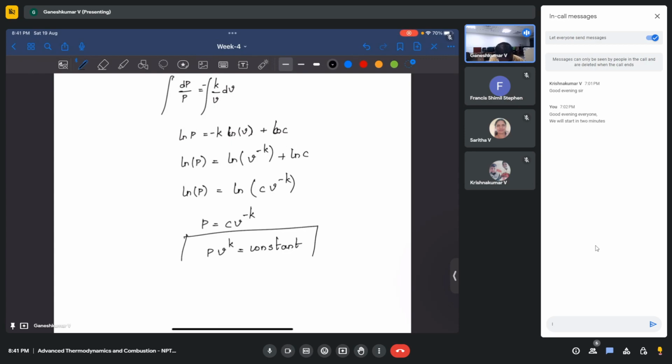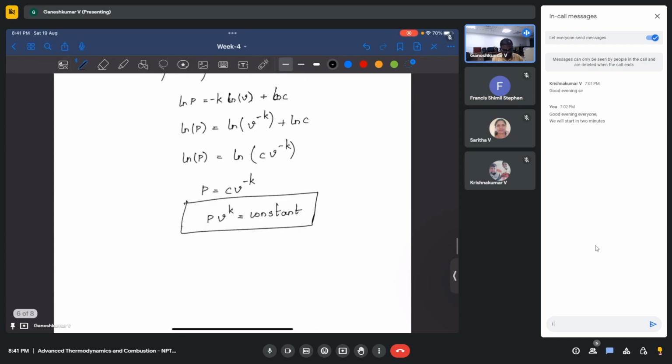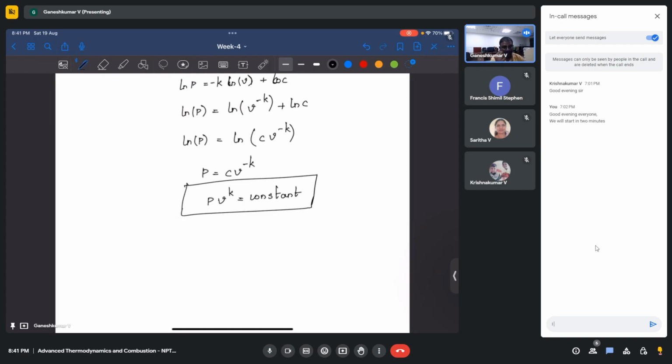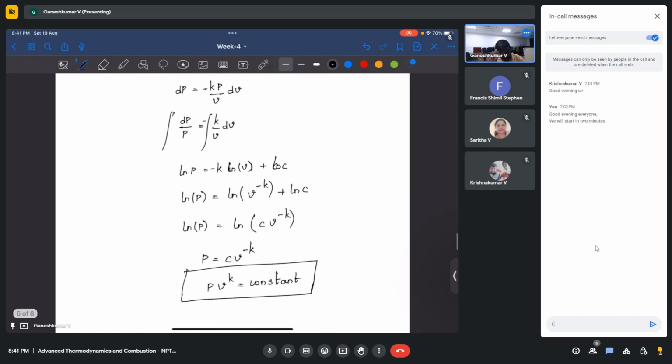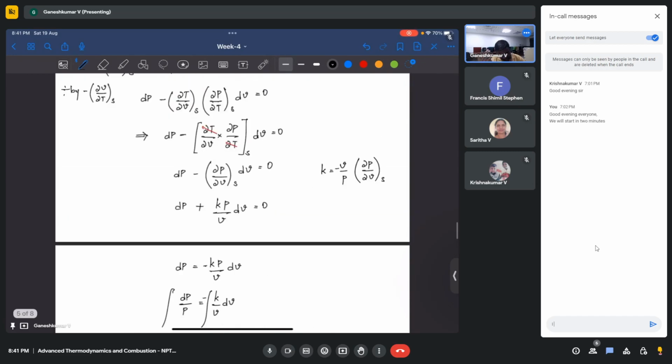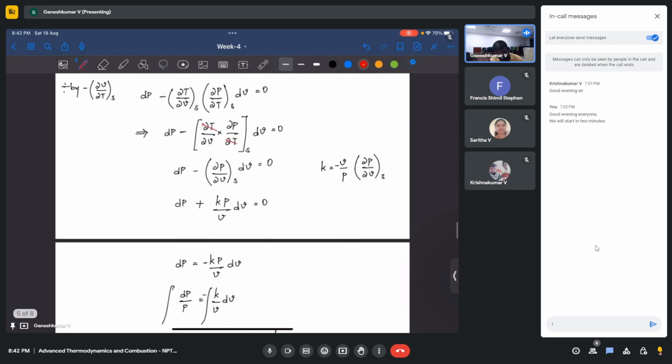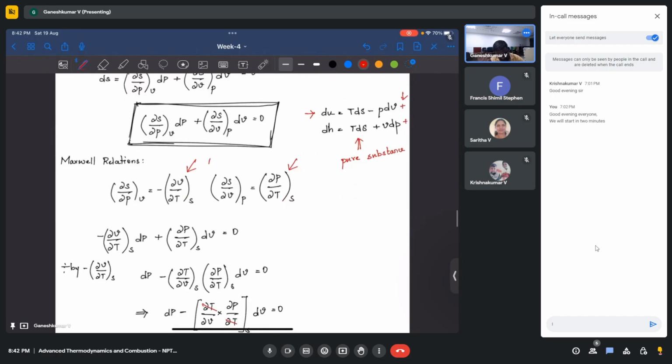So this, using the Maxwell relations, helped us prove that P V power gamma is equal to constant, right? So, is that clear? What did we do? We just applied two Maxwell relations, we substituted it, and then we simplified it. That's it. These two are Maxwell relations.